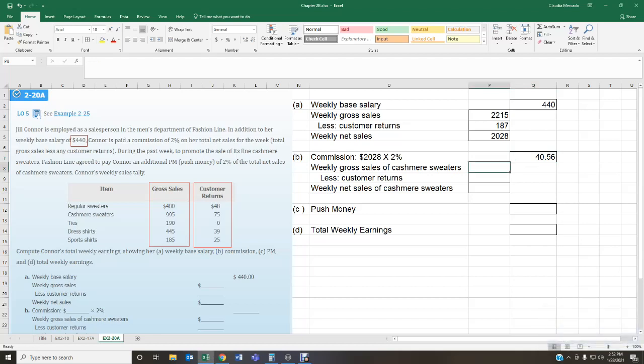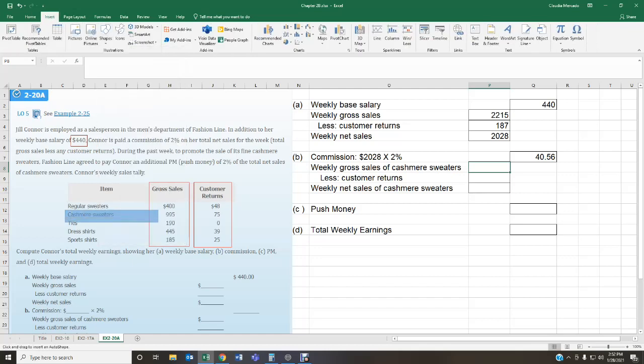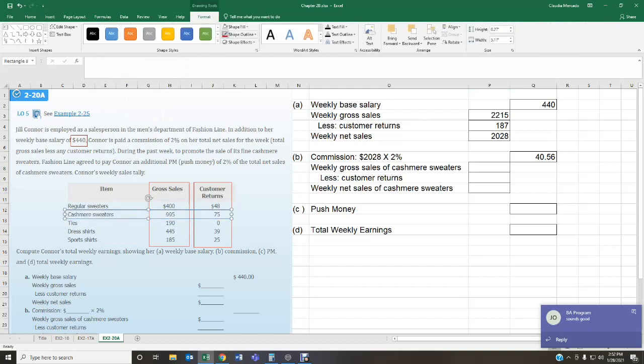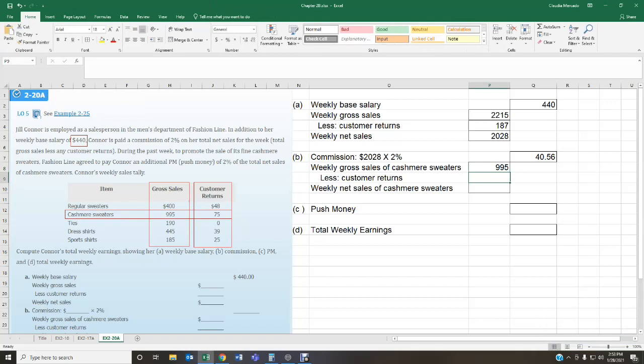So in cashmere sweaters, we had $995. Right now, let's just focus on cashmere sweaters. That is what we're getting paid our push money on. We are getting paid our push money on our cashmere sweaters. We sold $995 worth of cashmere sweaters. And then I'm going to have a return of $75.